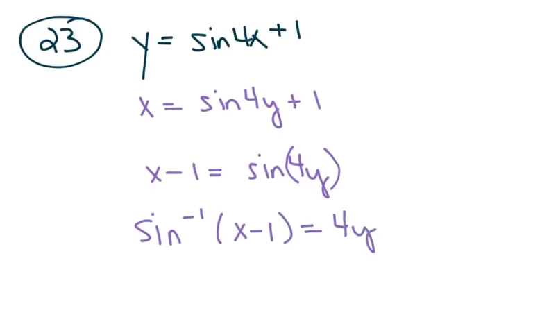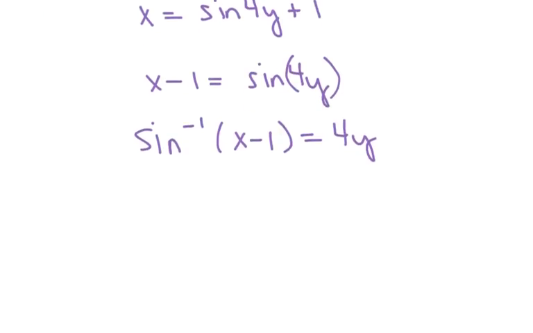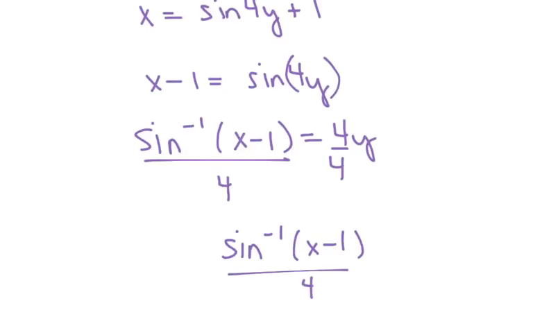So at this point in time, I would get rid of sine by taking the inverse sine of the other side. Now notice that I put the x minus 1 in parentheses. That's because we're taking the inverse sine of the entire quantity, not just the x. Now I'm going to divide everything by 4. So it would be the inverse sine of x minus 1 over 4 is y.